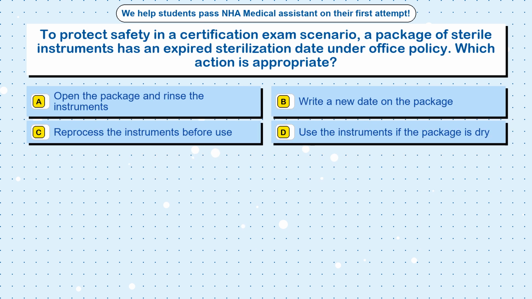Question 35. To protect safety in a certification exam scenario, a package of sterile instruments has an expired sterilization date under office policy. Which action is appropriate? Option A. Open the package and rinse the instruments. Option B. Write a new date on the package. Option C. Reprocess the instruments before use. Option D. Use the instruments if the package is dry.